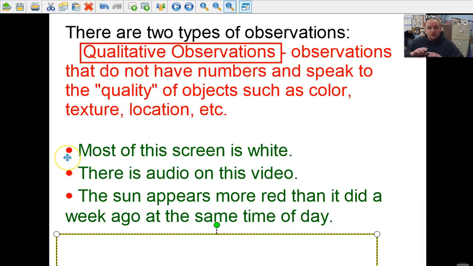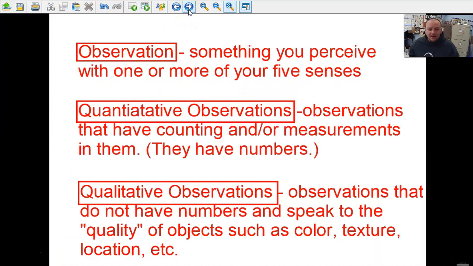Okay, so making observations, a big part of science. And again, here are the different definitions that are important. An observation is something you perceive with one of your senses. Quantitative observations have measuring or counting, and qualitative observations do not. When we use science, we love quantitative observations. As much as we can, we focus on quantitative observations, not qualitative. They simply have more information, and they allow us to manipulate the numbers later on.